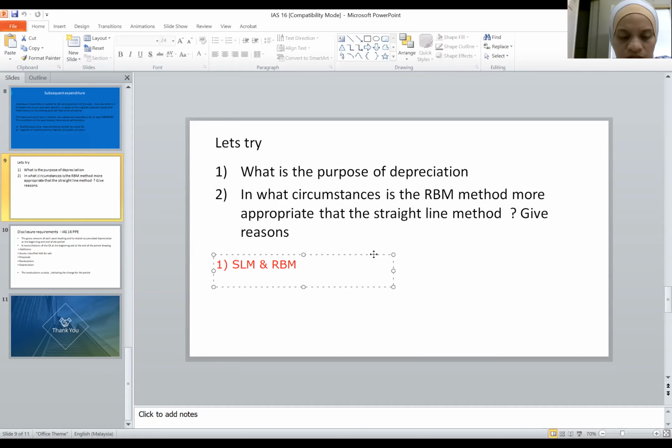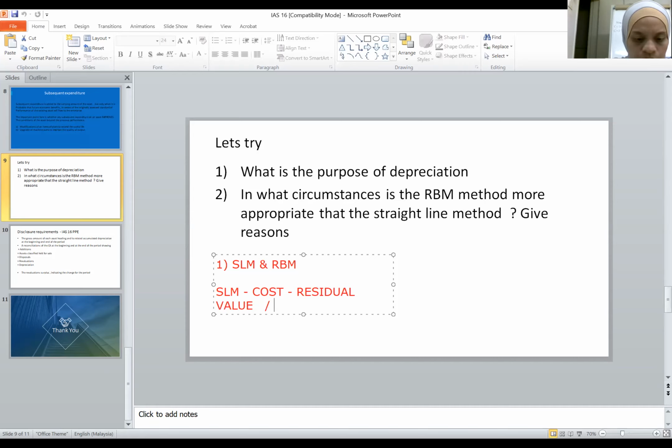The cost minus. Untuk straight line method, okay, the first one is cost minus estimated, apa nama? Sekejap, saya lupa apa nama dia. Residual value. Okay, residual value, scrap value benda yang sama. Okay, and you akan divided into the estimated useful life.